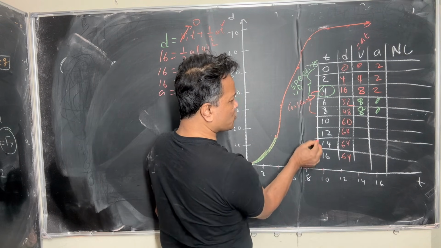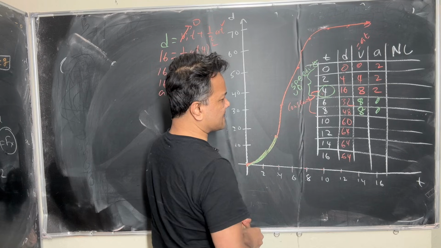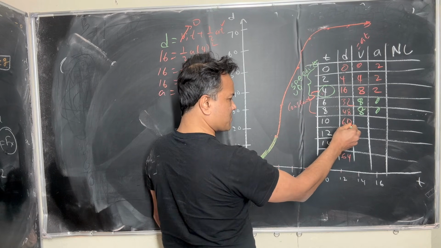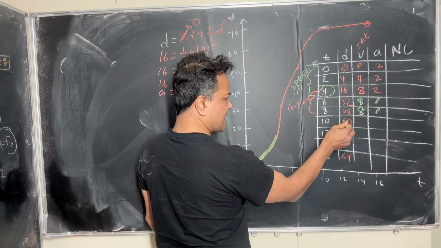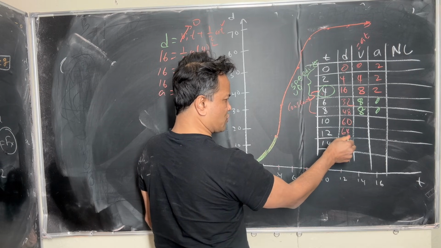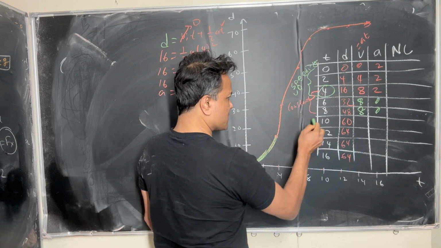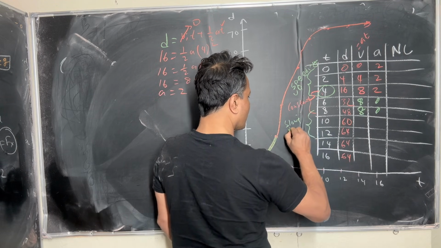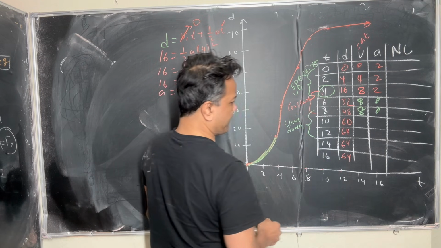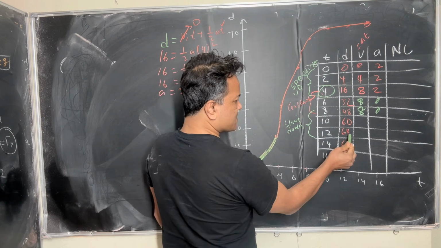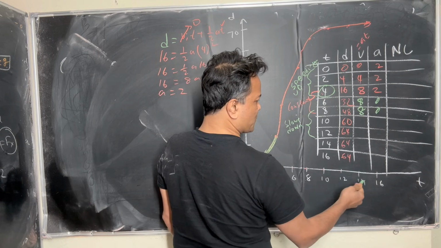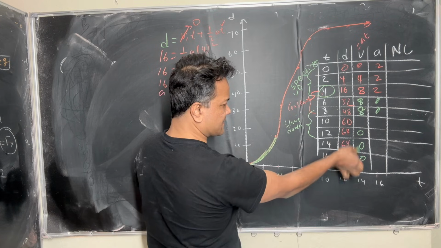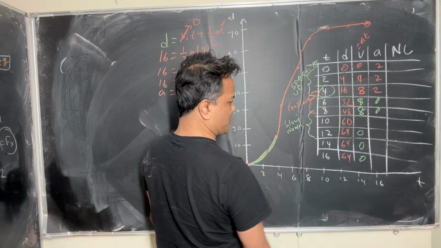Now from 8 to 12, let's see, what do we see? This is 48 to 60 is 12. The change in displacement is 12. From 10 seconds to 12 seconds, change in displacement is 4. So this is definitely slowing down. Okay, so from 64, 64, 64, this velocity must be 0, right? Velocity doesn't change, so displacement doesn't change.